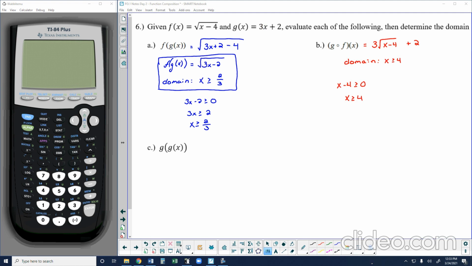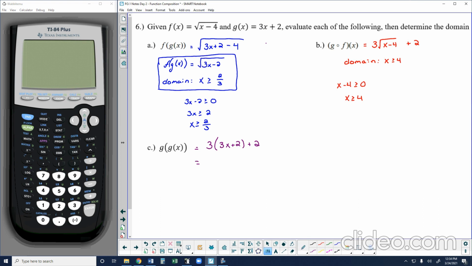One more example here. In C, I have g of g of x. So for this, I'm actually going to take g of x and substitute it back into g of x. This is not always the most common thing, but is valid. So essentially, again, I'm replacing the x value with g of x. So this would be 3 times x, which is now 3x plus 2, and then plus 2 attached at the end. So I'm substituting the function into itself, which I can simplify.